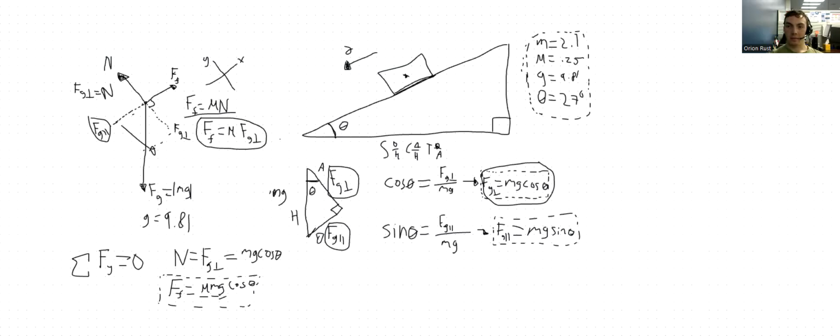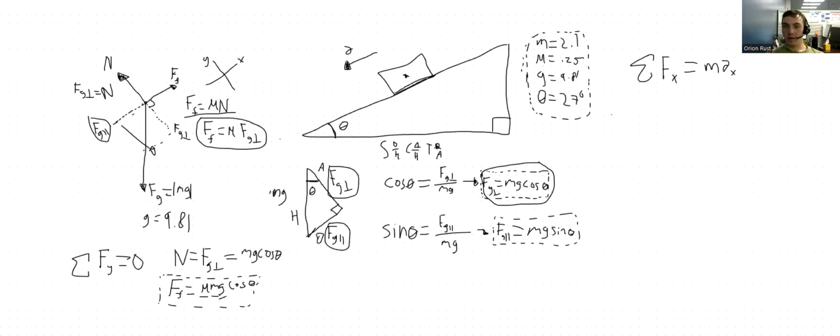In the x direction, we have the sum of all the forces in the x direction. Now this is not equal to zero. We have acceleration in the x direction. It's completely still in the y direction, not moving up or down, but it is moving down the incline. So we're going to use Newton's second law and write the sum of all the forces is equal to mass times acceleration. In this instance, it's the acceleration in the x direction.